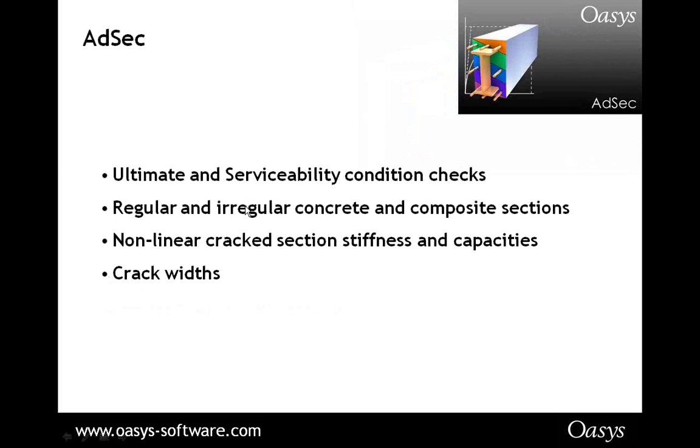So in summary, Adsec deals with both ultimate limit state and serviceability limit state checks. The section I showed you there was a very simple rectangular section. It can deal with very complicated sections as well. It's a fully non-linear cracked section check, and as part of that, it can also give you crack widths to your design code as well to make sure everything is within limits.